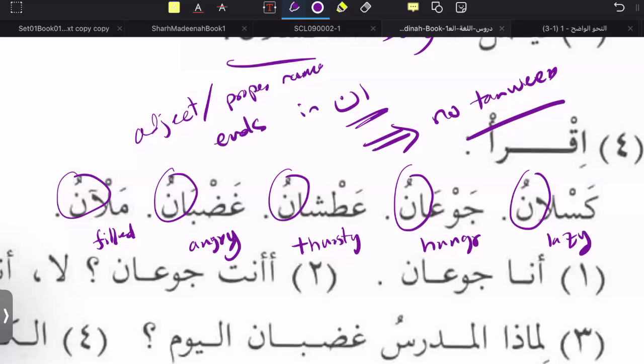Yes, it won't be able to take kasra as well. Inshallah, the author will also mention it. Okay, right now we just have to get comfortable that there are some words that can't take tanween.